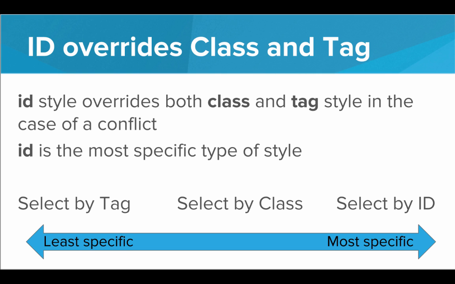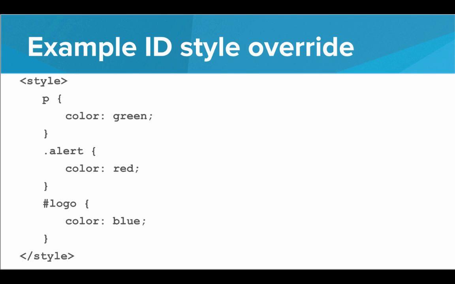And if we select by ID, that is the most specific, that applies to only one tag. So a rule that selects by ID will overwrite rules that select by class or by tag. To see an example of this, suppose we had three rules. One rule selects all P tags and gives them the color green. Another rule selects all tags with the class alert and gives them the color red. And the last one selects the HTML element with the ID logo and gives it a color of blue.